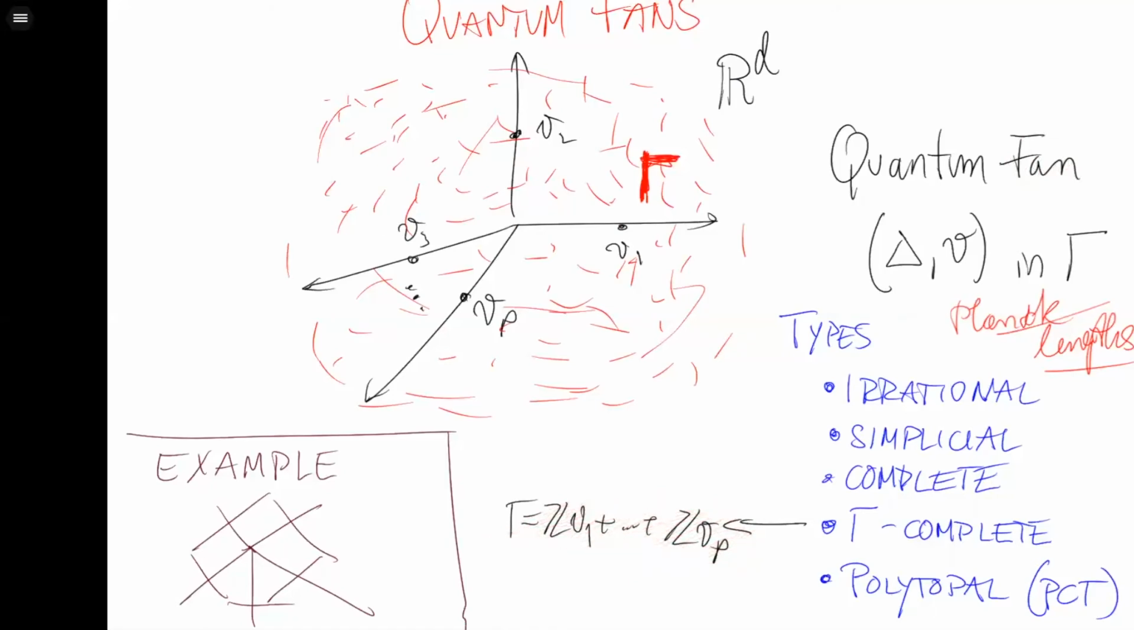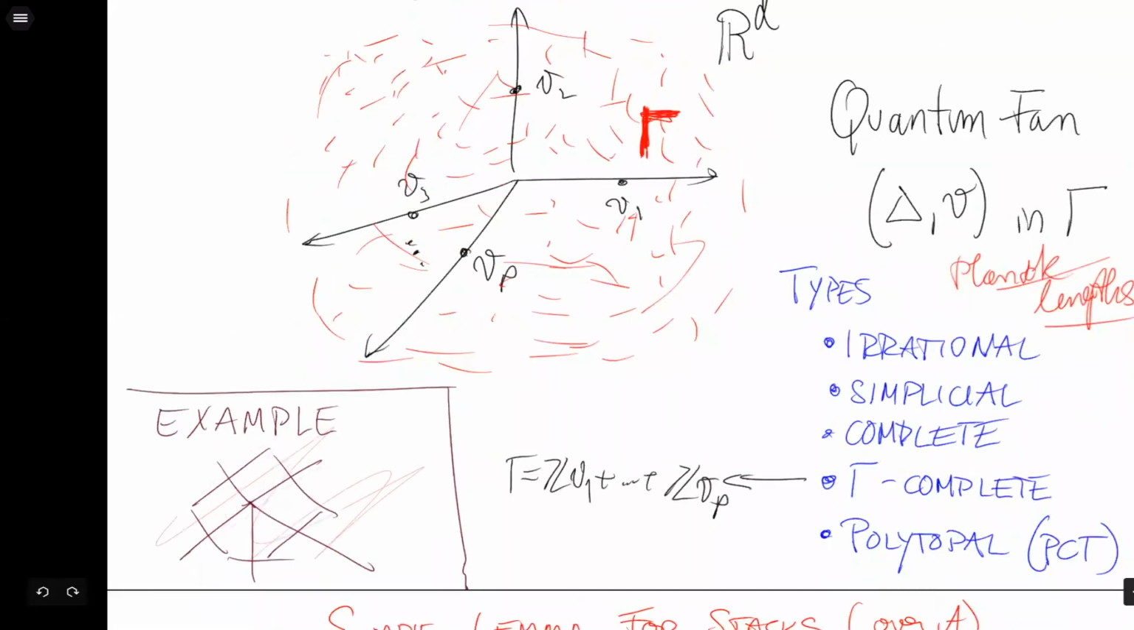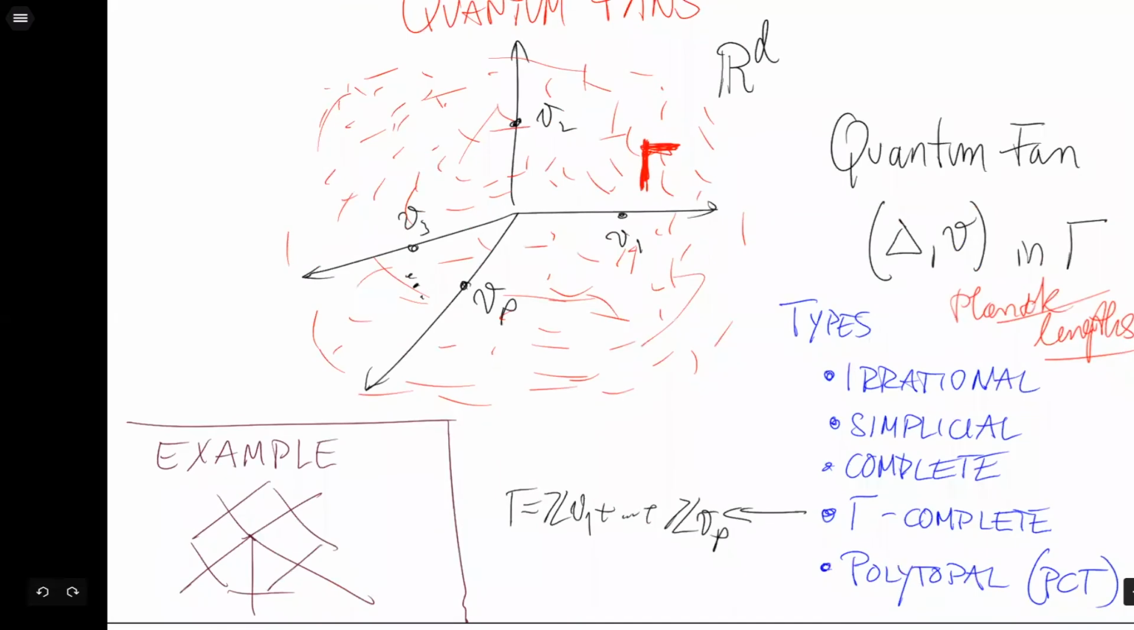And well, it could be polytopic or not polytopic. This is in complete analogy to the classical case, except that the polytope has to be inside of gamma for it to be polytopic. And the fan has to be associated to this polytope. So, well, this is a polytopic case. So this is the concept of a quantum fan.